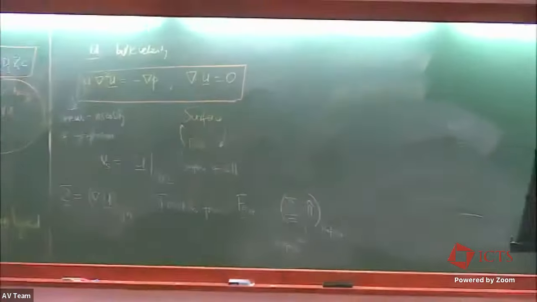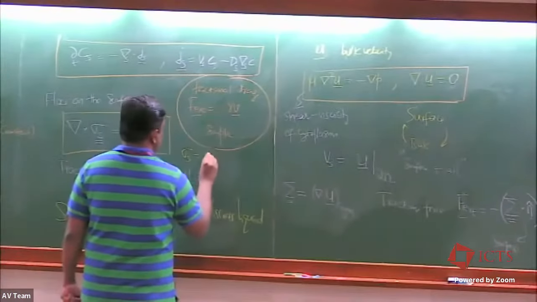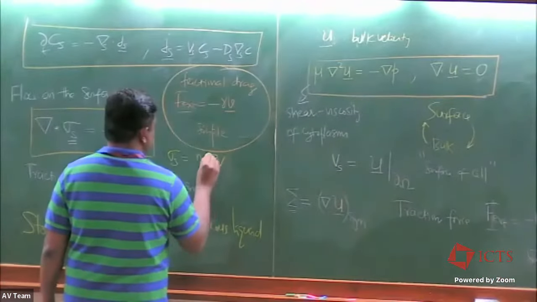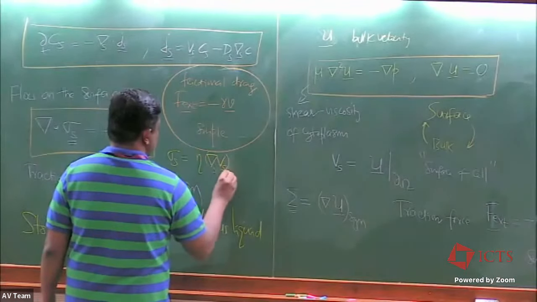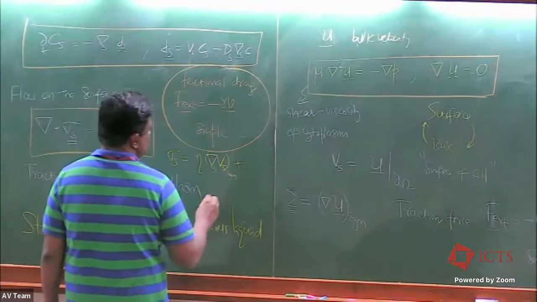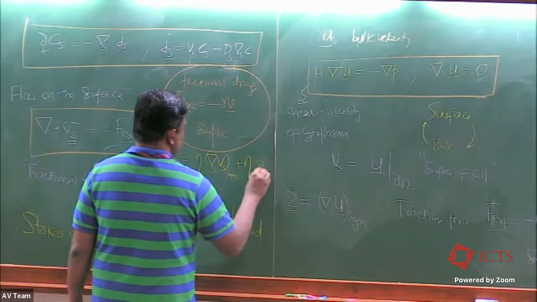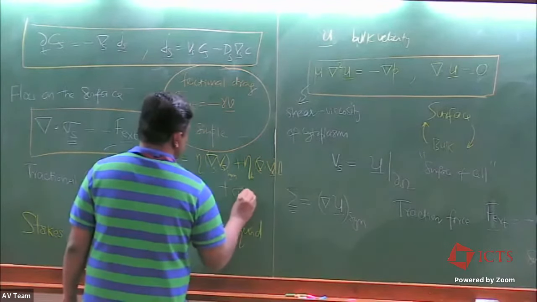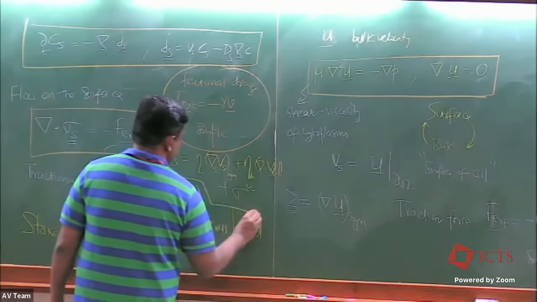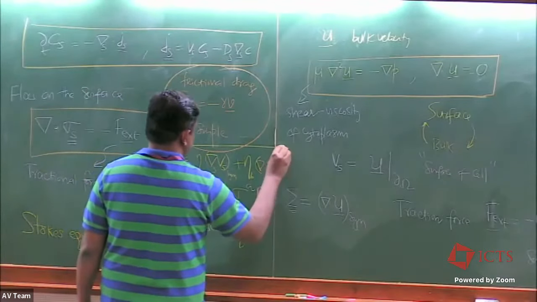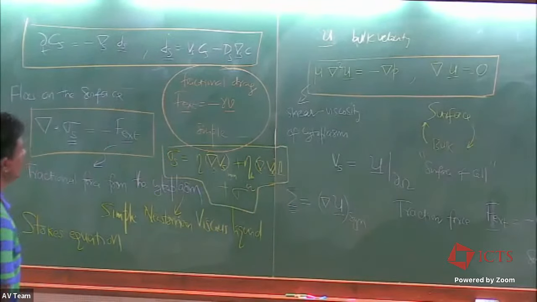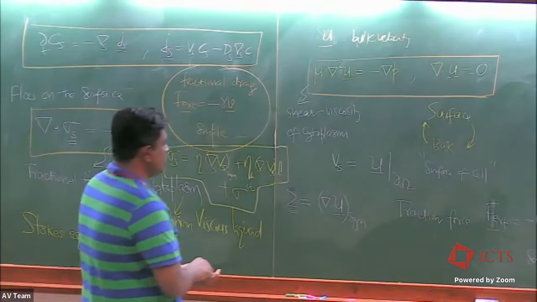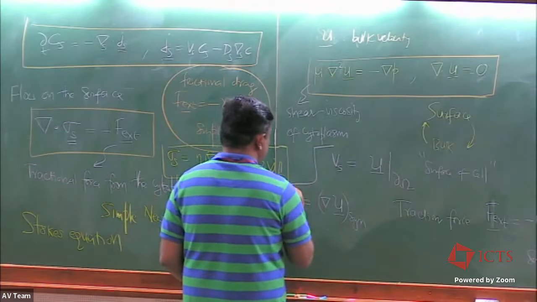Sigma surface, as usual, is basically some eta times the symmetrized grad V plus eta B times divergence of V, and the active stress, with the boundary conditions and the traction forces given by this setup.